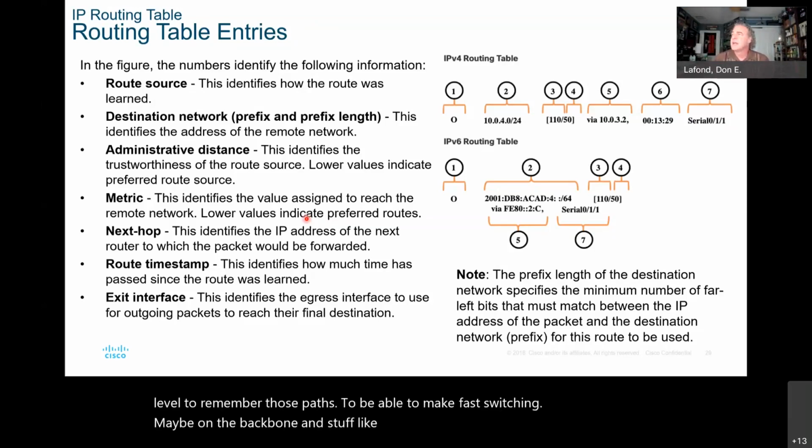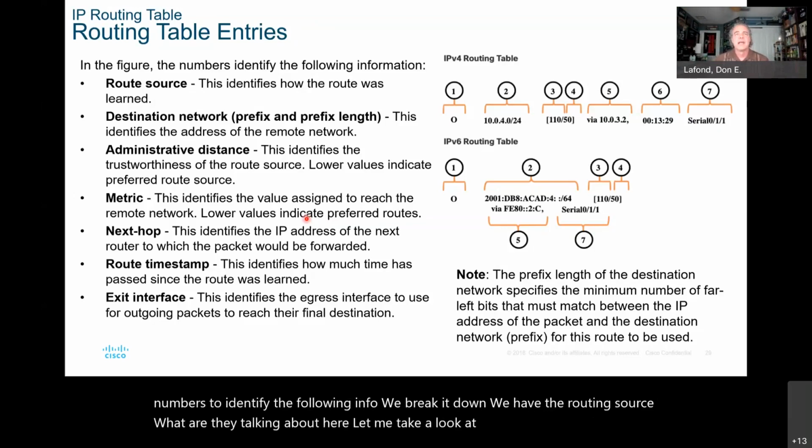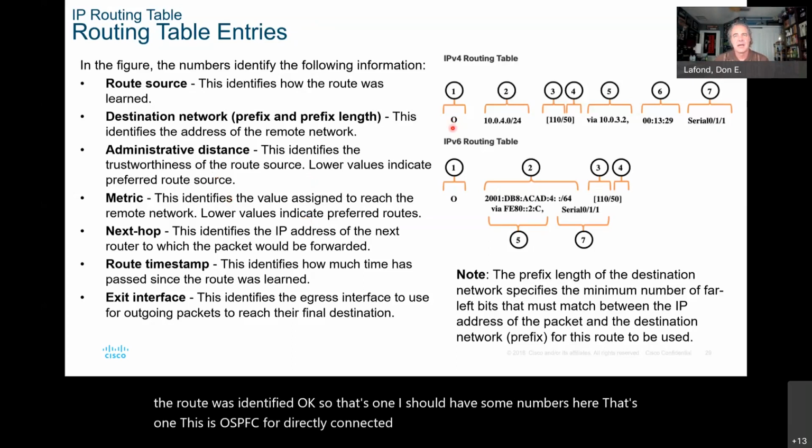So anyways, in the figure, we have numbers to identify the following. We break it down. We have the routing source. Let me take a look at this. Routing source: how the route was identified. So that's one. This is OSPF. C for directly connected networks, L for the local IP address for that directly connected network, R for RIP, et cetera.